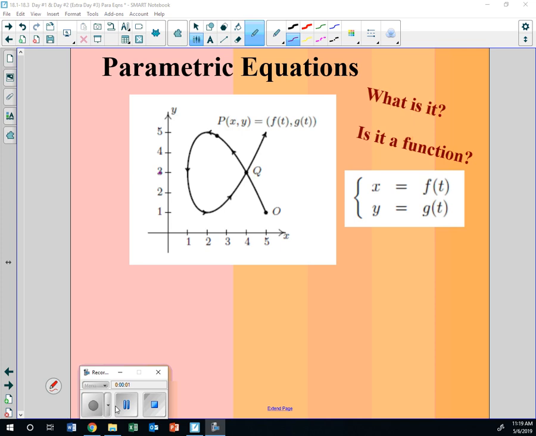Functions are used when it seems like there isn't a function. So let's say you're traveling from here, you're going up, you're going down, you're coming back. What's happening in the x direction is you're going forward, and then you're coming back. What's happening in the y direction?